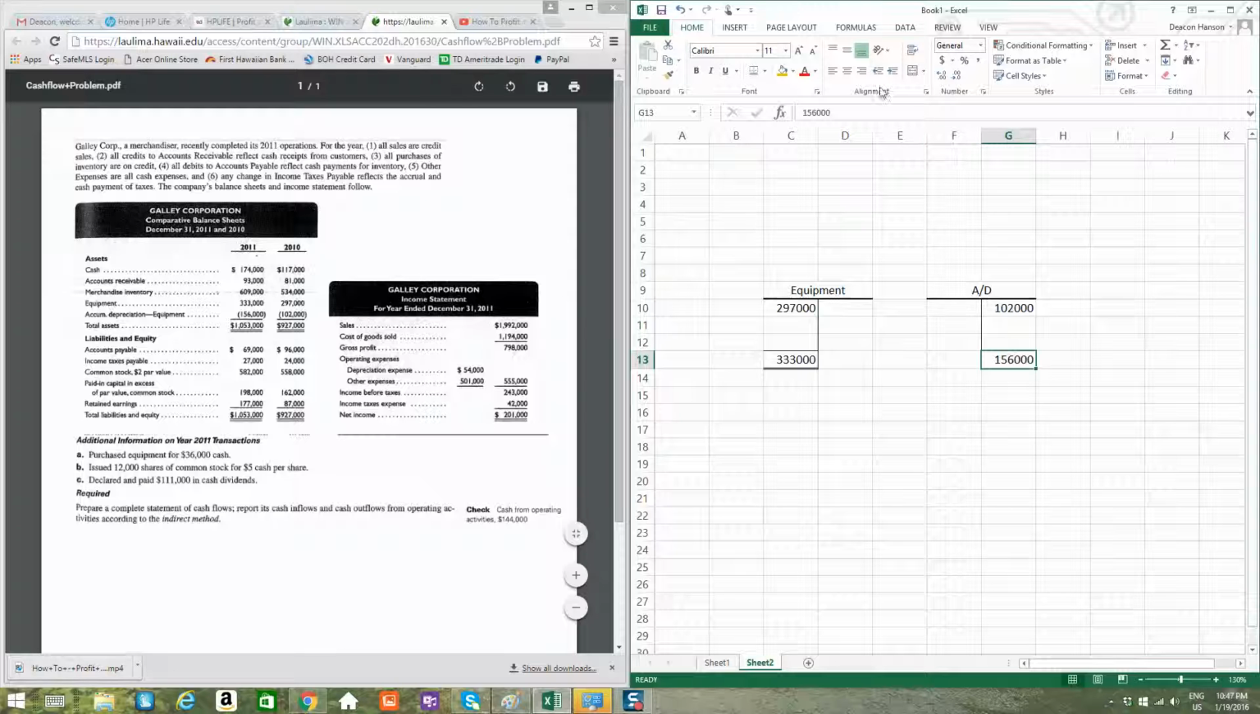So what we're going to do is we're going to put all of the known things that we can into why these accounts changed. So the first one I see down here in letter A in the additional information is the company purchased $36,000 of additional equipment. So there's a purchase.